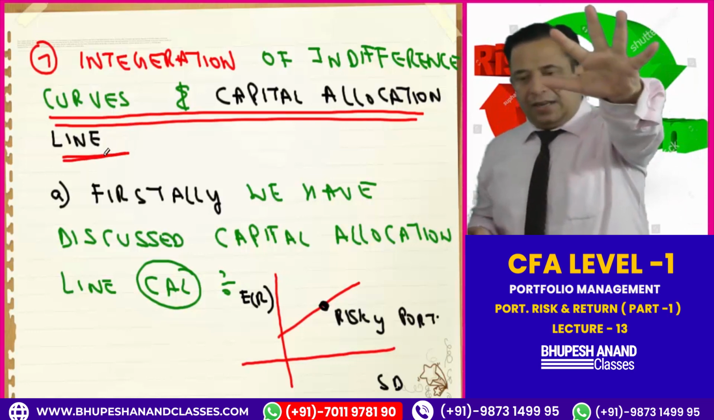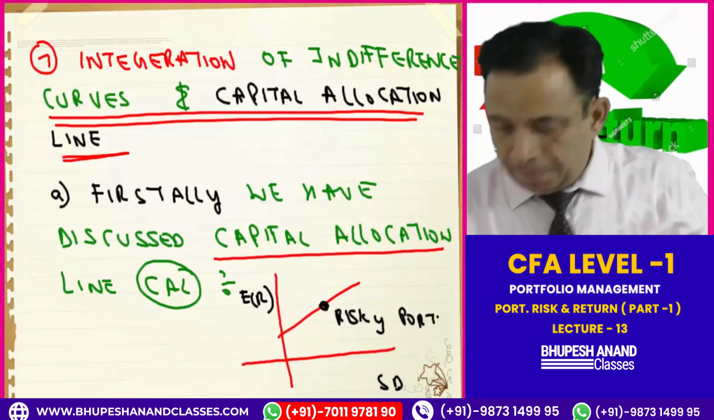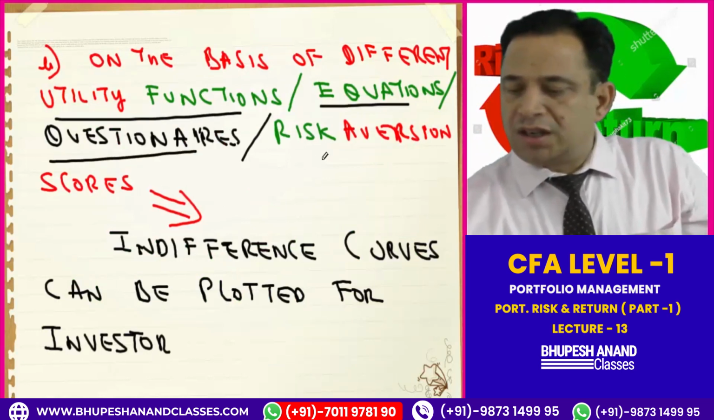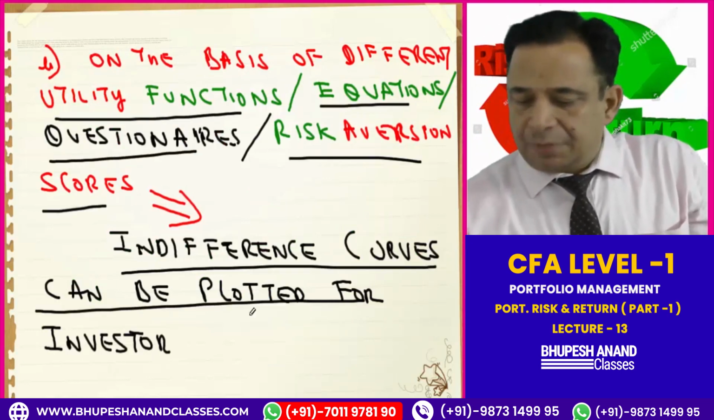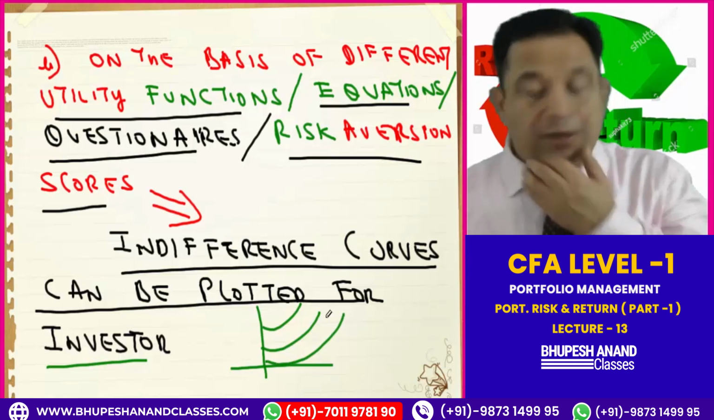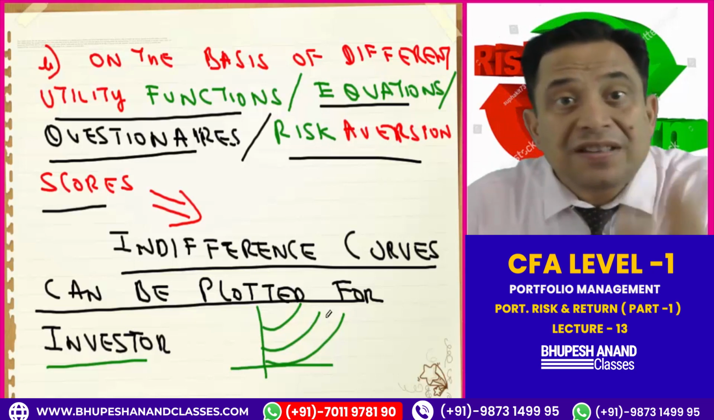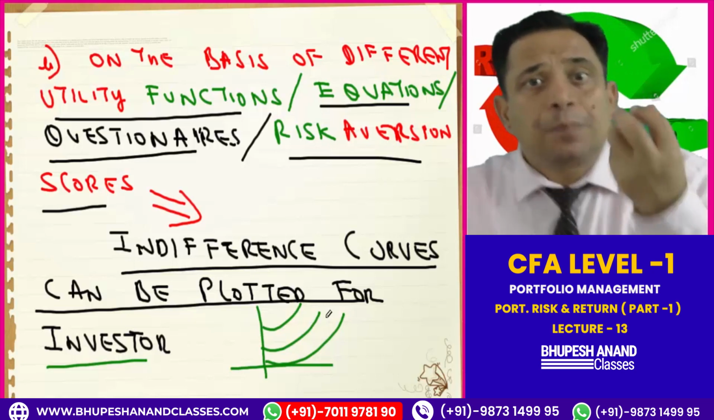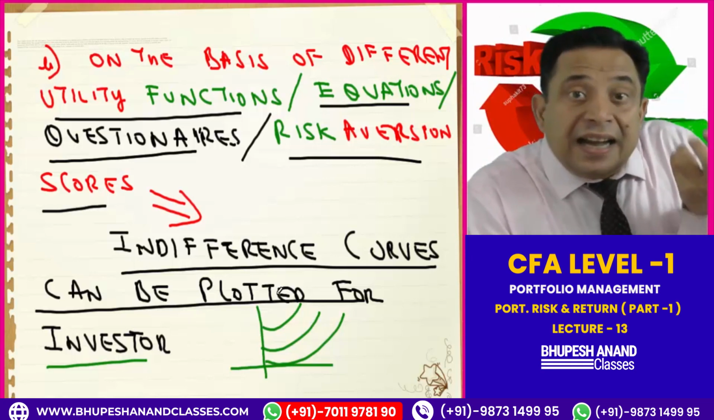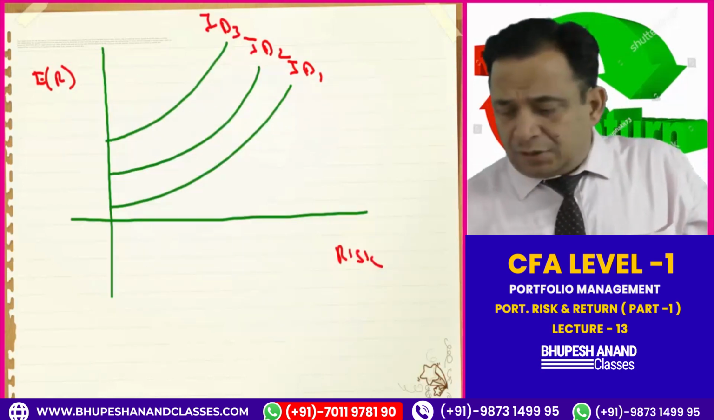So A point. I have written, firstly I have discussed with you what is the meaning of the capital allocation line. And this is like this. Then, on the basis of different utility functions, equations, questionnaires, risk aversion scores, indifference curves can be plotted for the investor. Now, whether it will be steeper or flatter depends upon the risk aversion scores, the preferences, the questionnaire. So we can find out which is the best indifference curve suitable for that investor. And then these can be the different types of indifference curves.